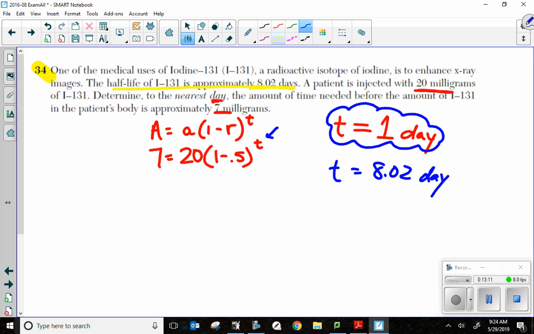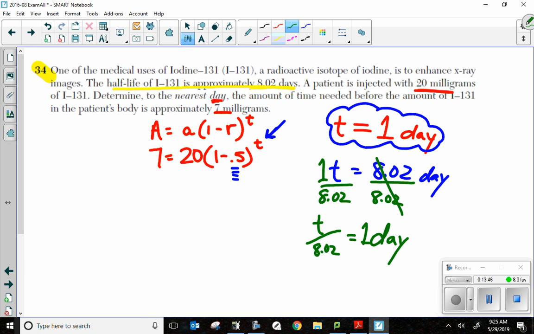How do I know that? Because my half-life, my 0.5, means this t has to be 8.02 in increments of 8.02. But I want this to be 1. How do I make 8.02 into 1? If I divide this by 8.02, I can divide this by 8.02. All right? So now, that's technically 1t over 8.02. So let's just leave this t over 8.02. Now, that's 1 day, okay? Because this, if I factor that out, equals 1.